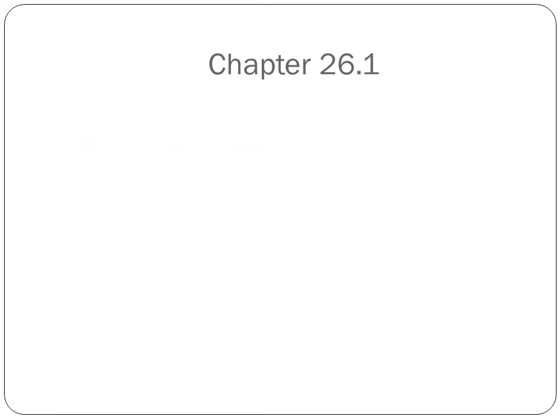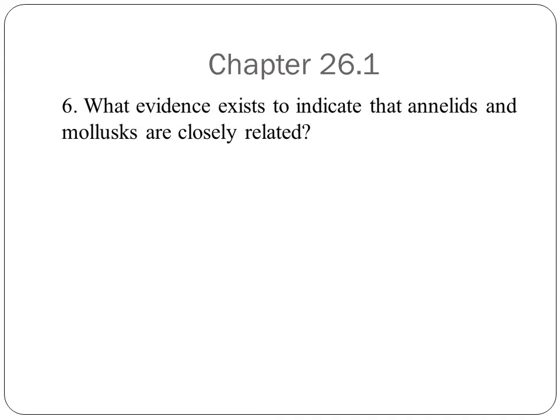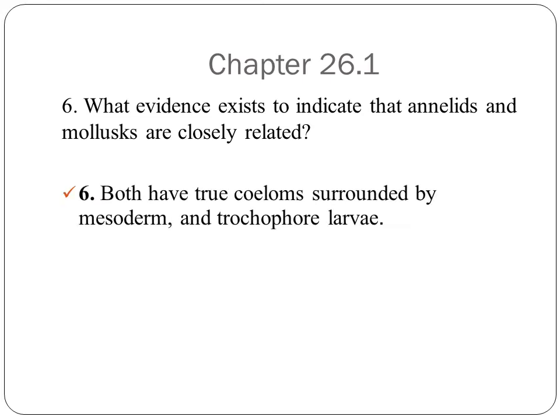Let's see the next question. So what evidence exists to indicate that annelids and mollusks are closely related? So what are the evidences? So the answer is both have true coeloms surrounded by mesoderm and trochophore larvae.